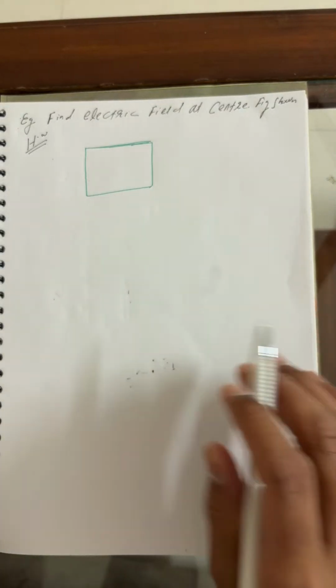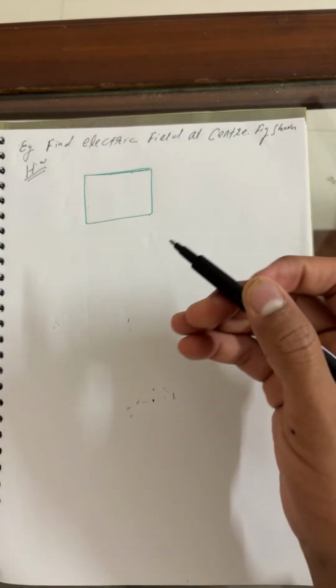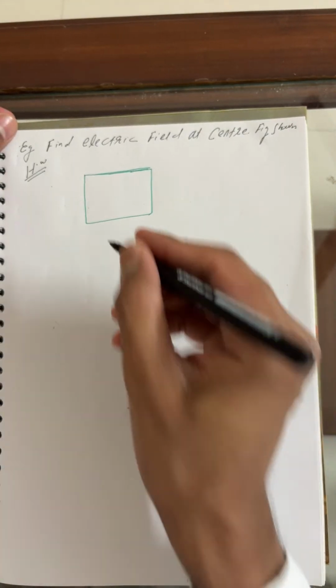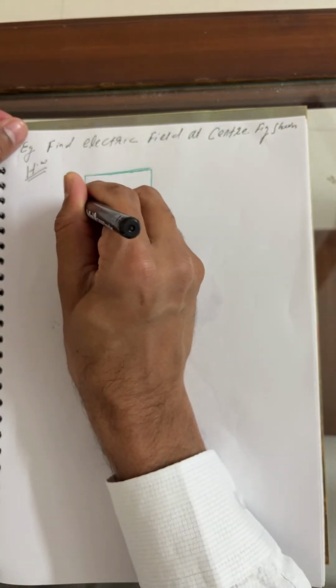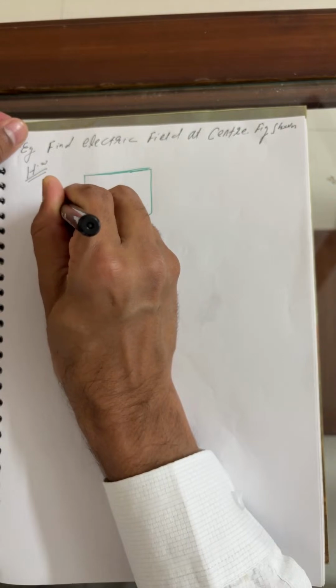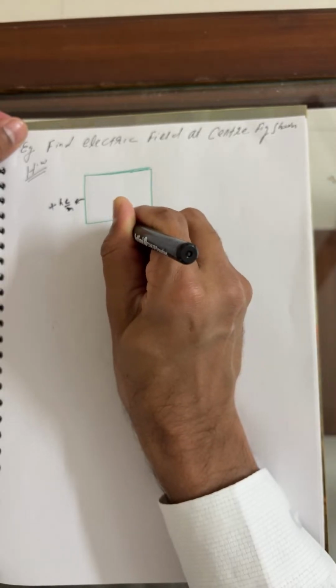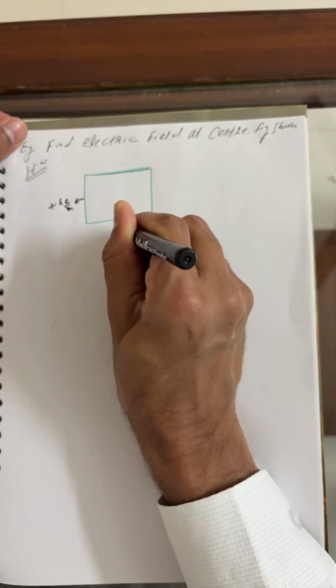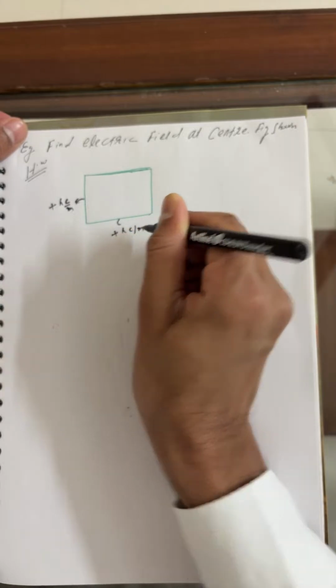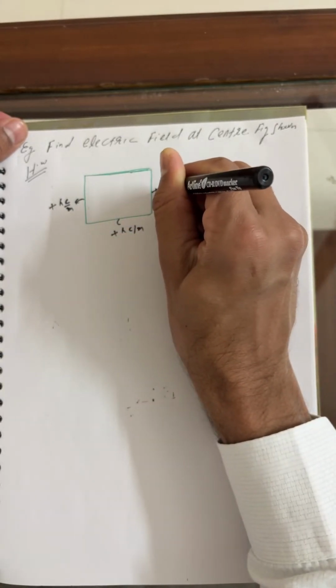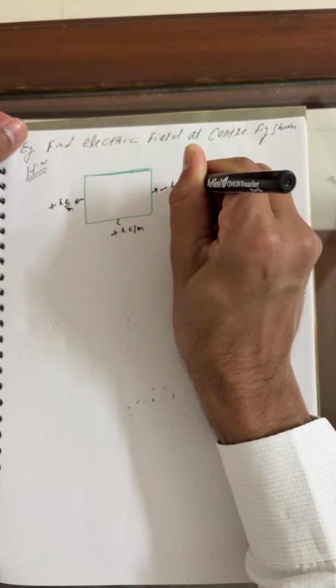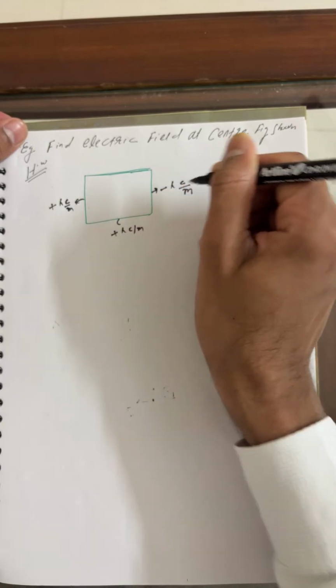Okay beta, now have a look next. There are four conducting wires. This is your home assignment, beta. You can take plus lambda coulomb per meter. Again I can take plus lambda coulomb per meter. Here, students, my dear, minus lambda coulomb per meter.